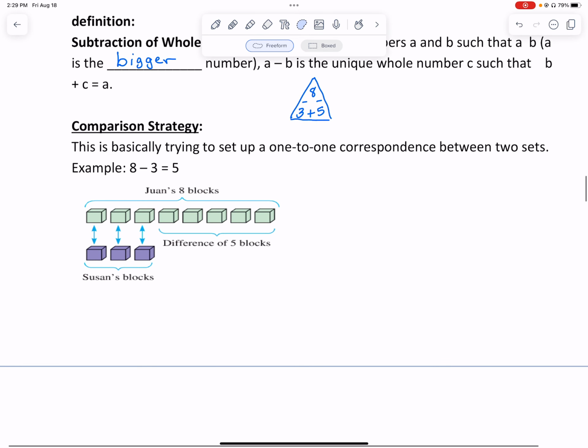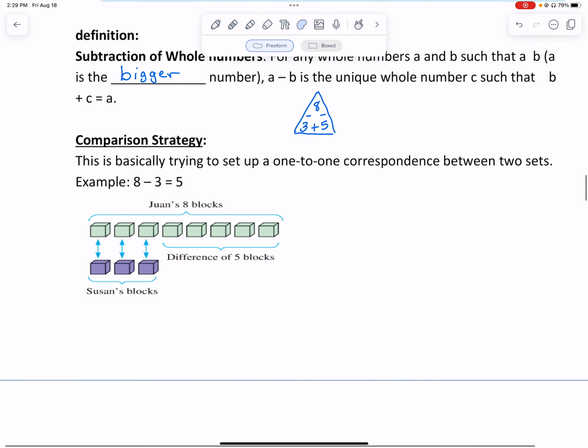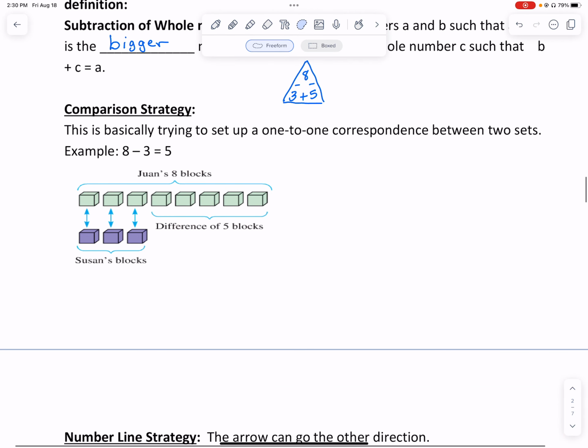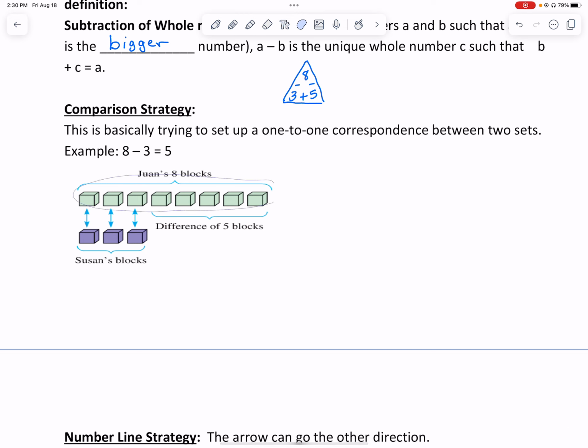Anyway, so the comparison strategy is essentially what we did with this number line, except we're going to use blocks. So Juan has 8 blocks, so we lay out his 8 blocks. And Susan has 3 blocks, so we lay out her blocks. And then we look to see what the difference is. And you say, oh, Juan's got 5 more blocks than Susan does. That's just where you compare 2 numbers using blocks.